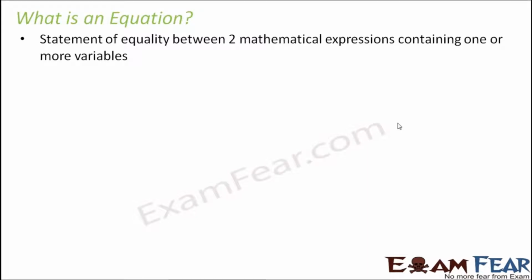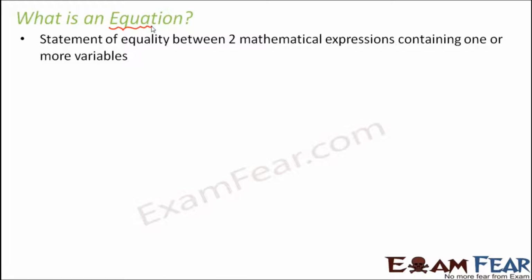So now what do we understand by an equation? Let's start from the very basics. An equation is a statement of equality. The first part of the term itself calls equate, that means something which equalizes two things. So it is a statement of equality between two mathematical expressions containing one or more variables.